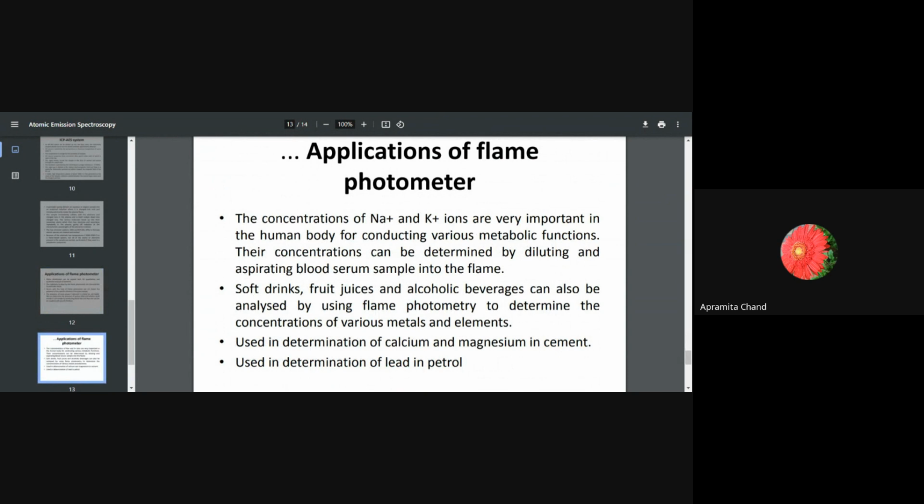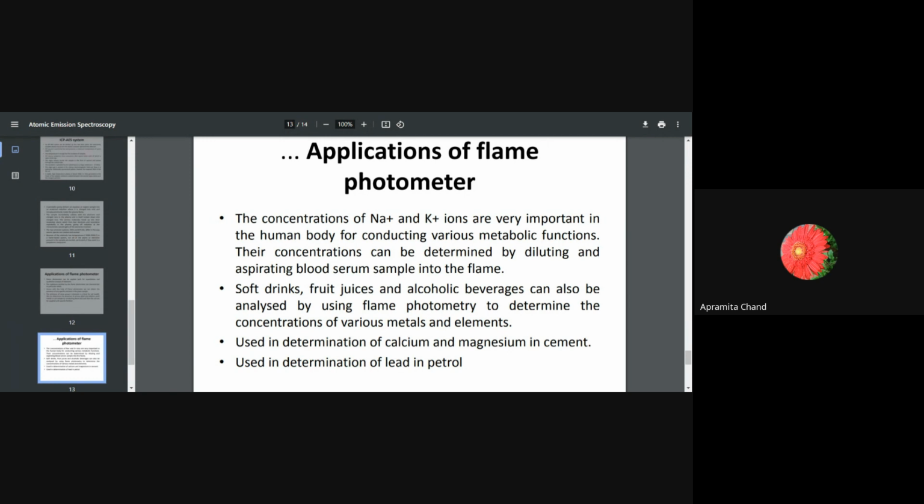Now the concentrations of sodium and potassium ions are very important in the human body for conducting various metabolic functions, and their concentrations can be determined by diluting and aspirating a blood serum sample into the flame. Soft drinks, fruit juices, and alcoholic beverages can also be analyzed using flame photometry to determine the concentrations of various metals and elements.